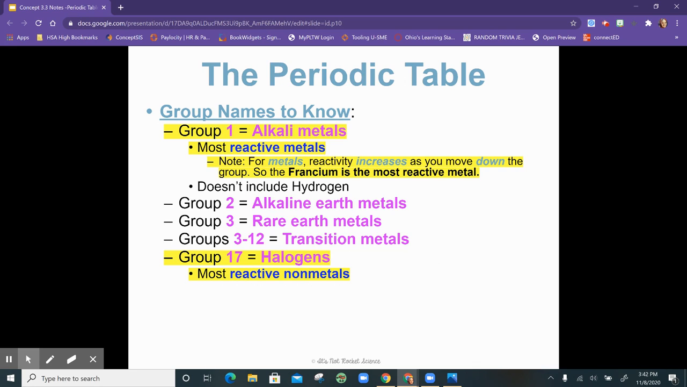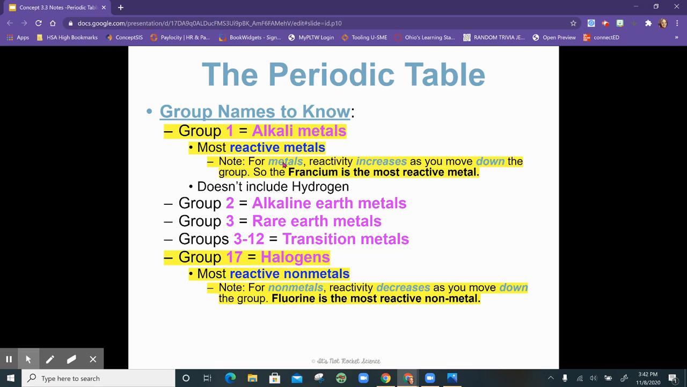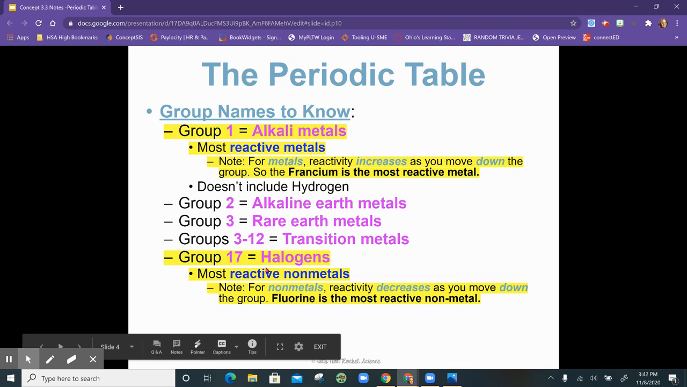Group 17 is named halogens. Halogens are the most reactive nonmetals, and reactivity decreases as you move down the group. So it's the opposite of the alkali metals. Halogens are nonmetals and their reactivity decreases as you go down the group. So the first element on the top in group 17 is the most reactive nonmetal, which is fluorine.